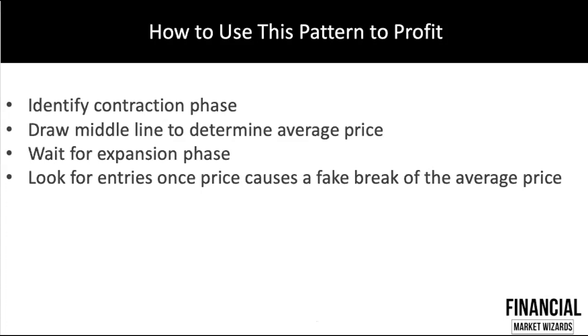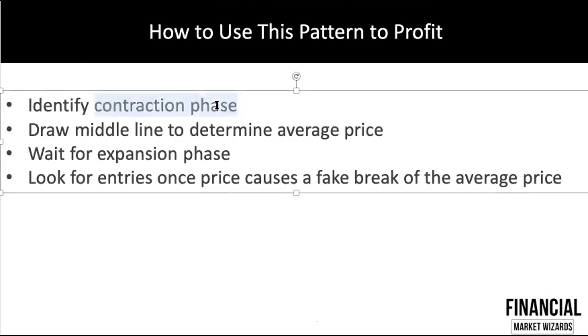But for now, let me just give you an overview of how you use this pattern to profit. Step number 1, you identify the contraction phase. Earlier on we said that the contraction phase is where the candles are narrow, price is narrow, it's going nowhere. It typically happens when there's an ECB press conference, a BOJ press conference, or FOMC. Not always, but generally. Step 2 would be to draw a middle line to determine the average price. Before you get confused with this, don't worry, we'll make it crystal clear for you.